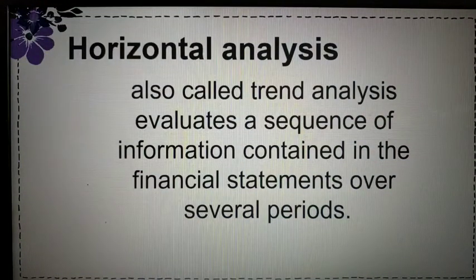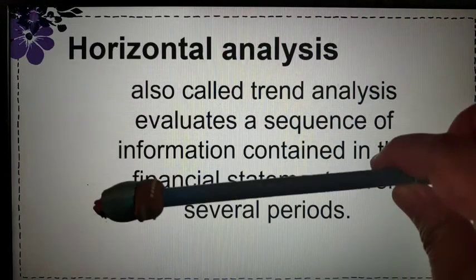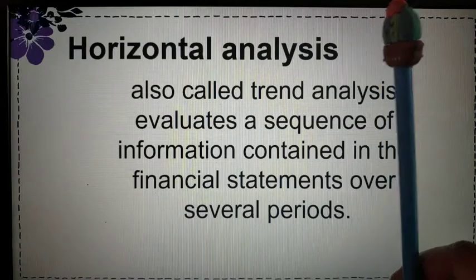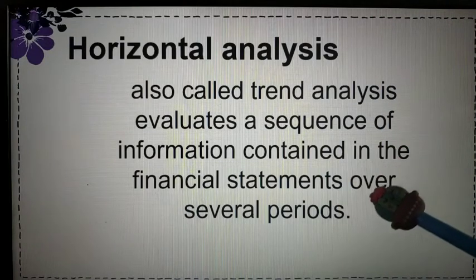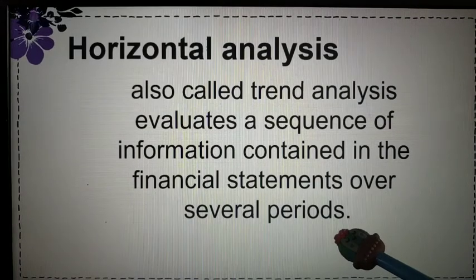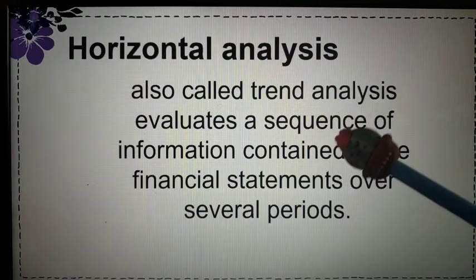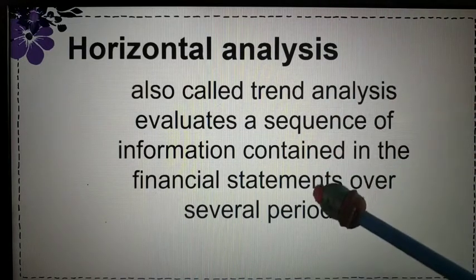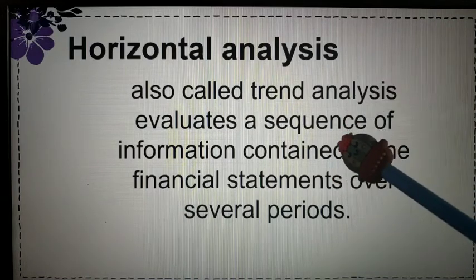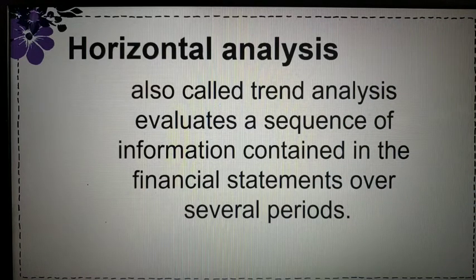Okay, a horizontal analysis is also called a trend analysis, evaluates the sequence of information contained in the financial statement over several periods. So, in horizontal analysis, you will be comparing. Horizontal is like standing lying down, right, and vertical is like standing up. So, we will first discuss the horizontal. Meaning, in horizontal, you are to compare two years. You look at the performance of the company, for example from 2015 to 2016. What is happening on the cash of the company in 2015 and what had happened in 2016.